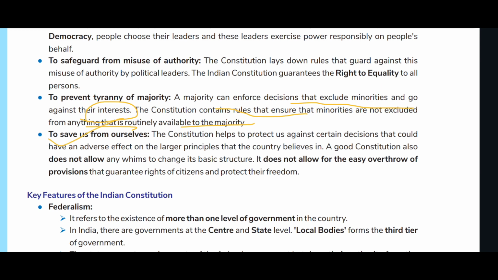To save us from ourselves, the Constitution helps us to protect us against certain decisions that could have an adverse effect on the larger principle that the country believes in. A good constitution also does not allow any whims to change its basic structure. It does not allow for the easy overthrow of provisions that guarantee rights of citizens and protect their freedom.